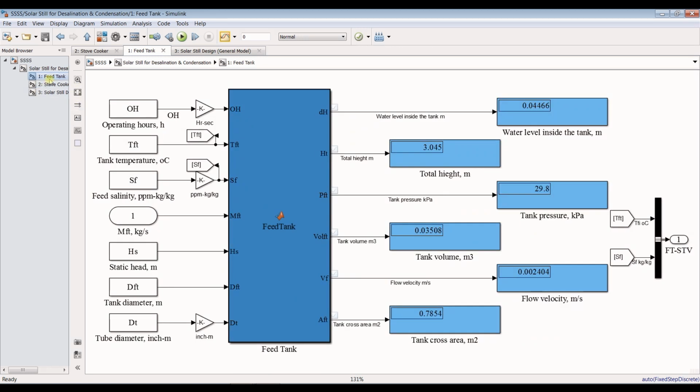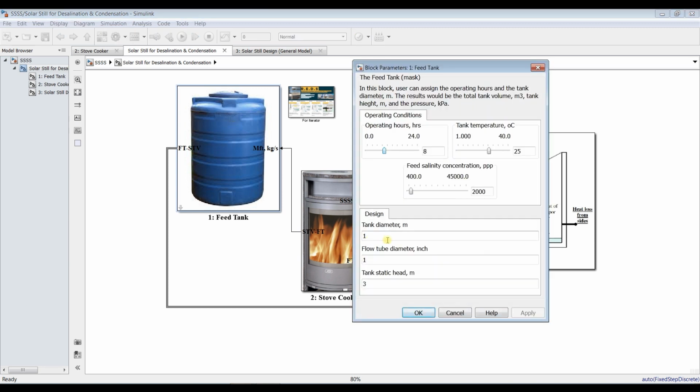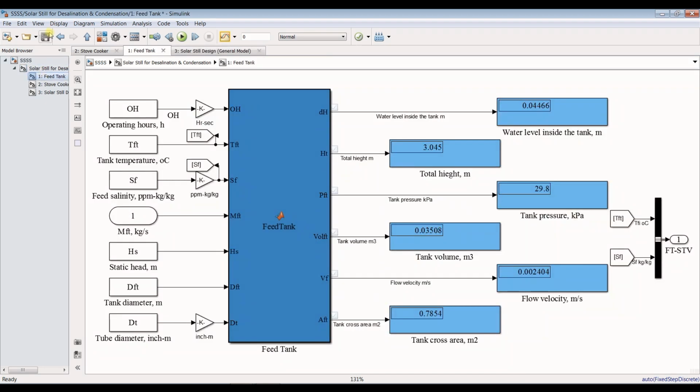First one is the feed tank. This is the water level inside the tank, and this is the total height. This is the feed pressure going to the solar still in kilopascal, and this is the tank volume. I think it's a small tank, so there's no need for 1 meter. I think 0.5 meter as a tank diameter. Okay, small tank, and I hit run again.